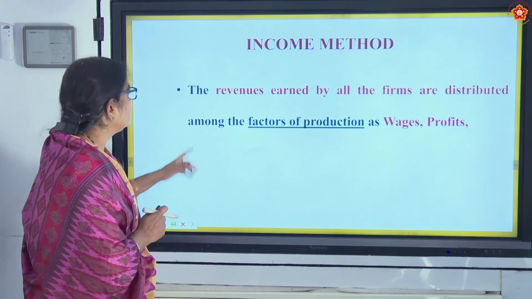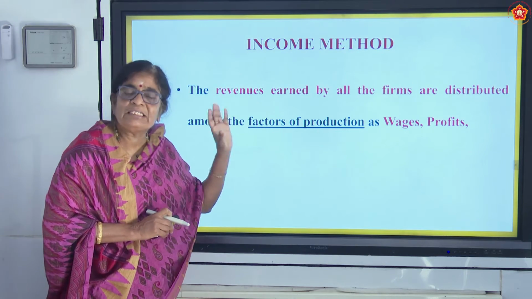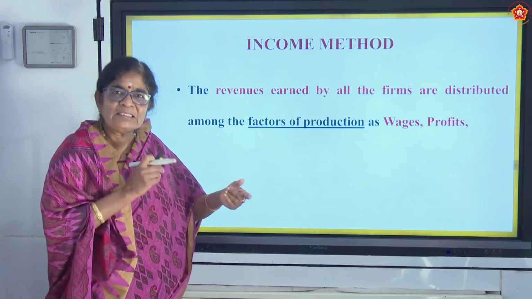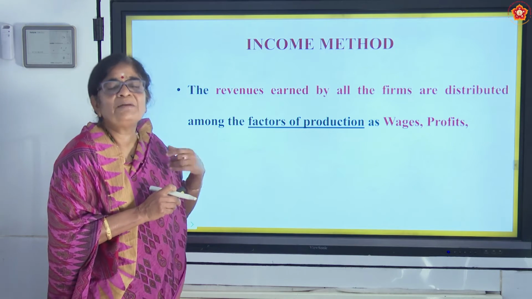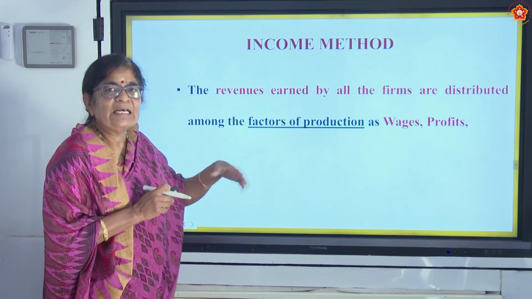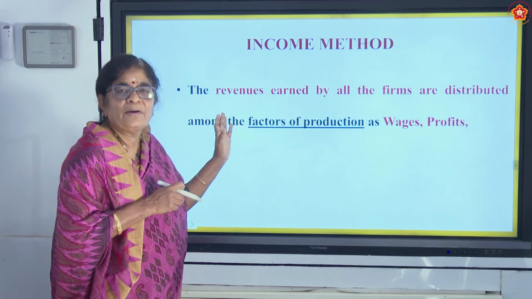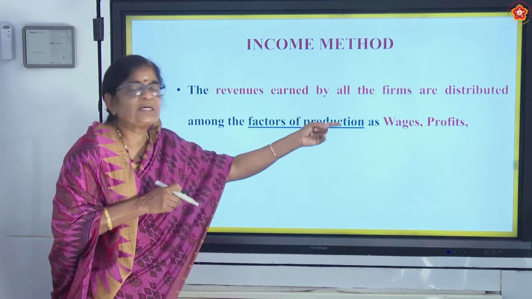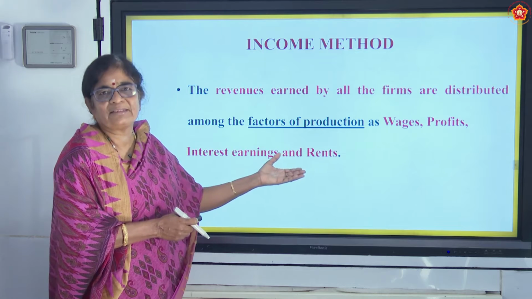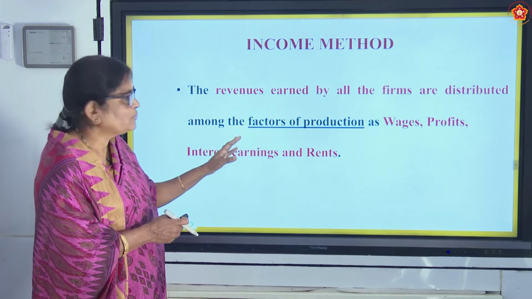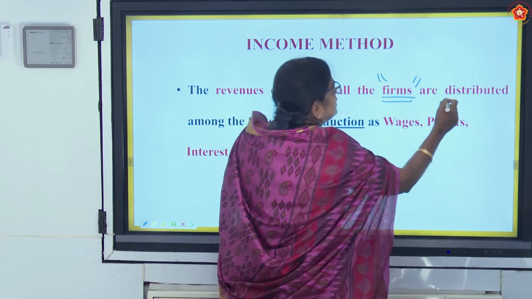And then the revenues earned by all the firms are distributed. Now we are going to see the distribution side. Whatever it is, in the circular flow of income we studied, whatever is earned by the firm or entrepreneurs is again redistributed in the form of payment for the factors of production such as wages, profit, interest earnings and rents. Again, the same thing is true because whatever is earned by the firms is distributed.